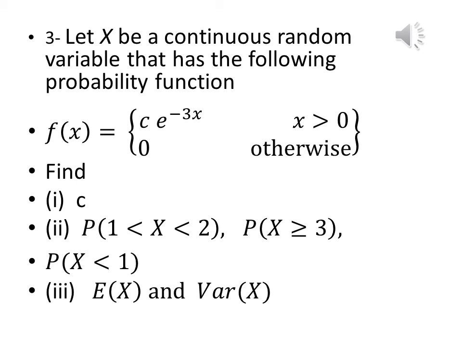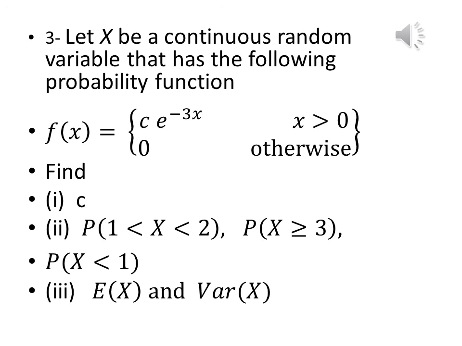Another example, let x be a continuous random variable that has the following probability. The very famous example and the very important problem. f of x equals c e to the minus 3x, x greater than 0, equals 0 otherwise. What is required? First required, what is c? c is a constant. To get the constant, by definition, integration from 0 to infinity of c e to the minus 3x equals 1. We get c.